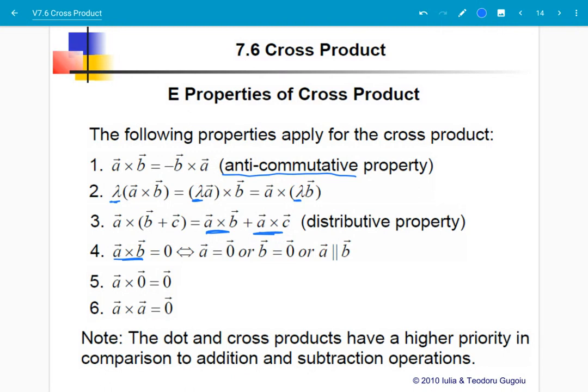So if the cross product is 0, then either A or B is 0, or they are parallel. Crossing any vector with the 0 vector is 0, and crossing a vector with itself is 0. And here's a BEDMAS statement, if you'd like, for vector calculations. Dot and cross products have a higher priority in comparison to addition and subtraction operations. Okay.